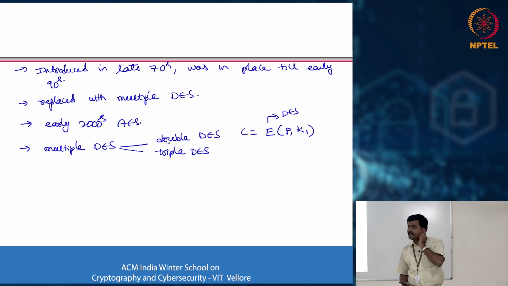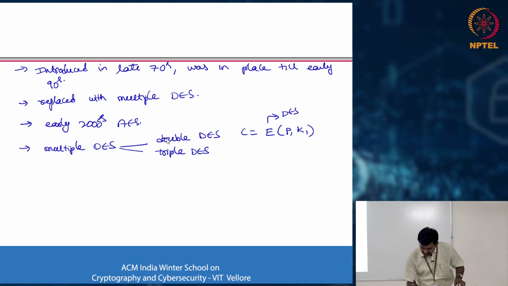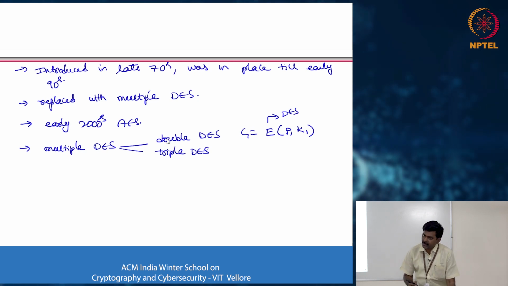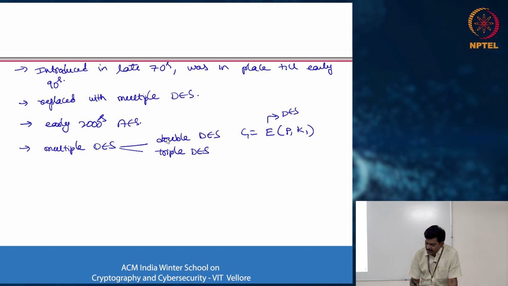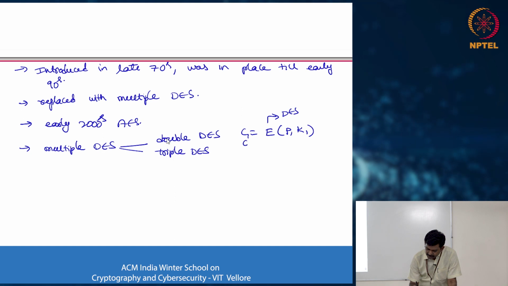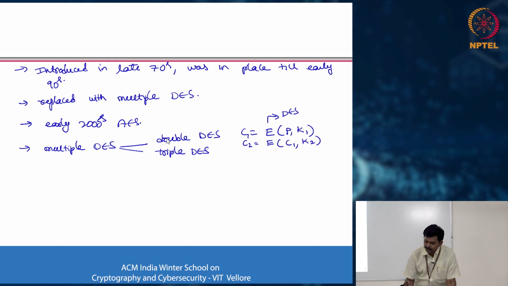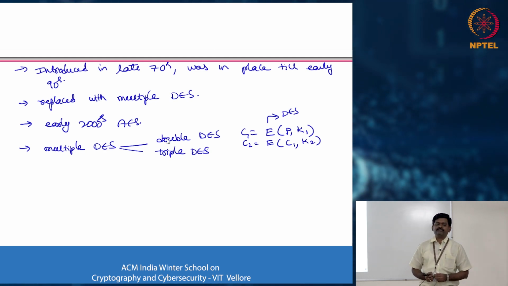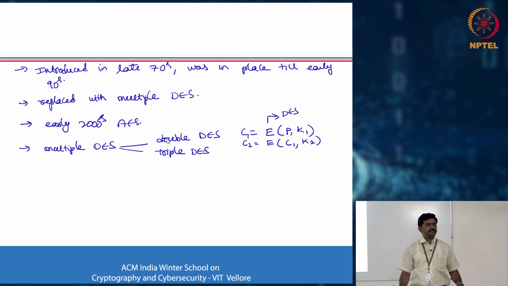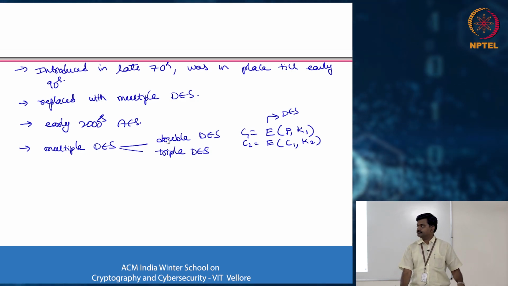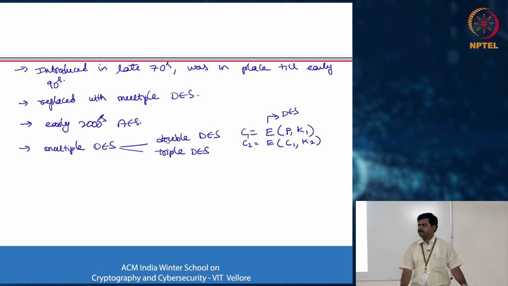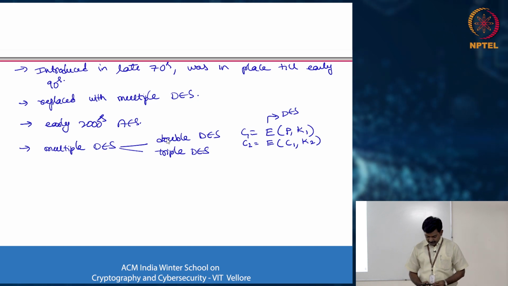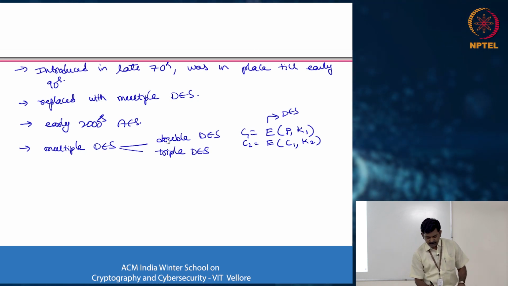What do you mean by double DES? I take this C, which I don't call C, I call it C1. I take this C1 and I get the final ciphertext C by encrypting it again with, again what? K2. Okay. Why did people go for double DES?